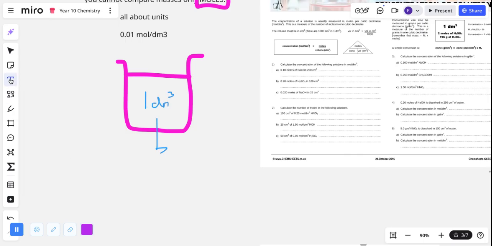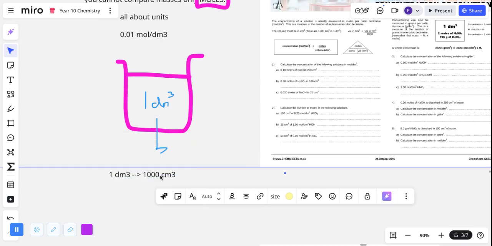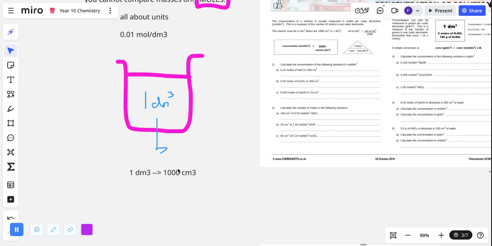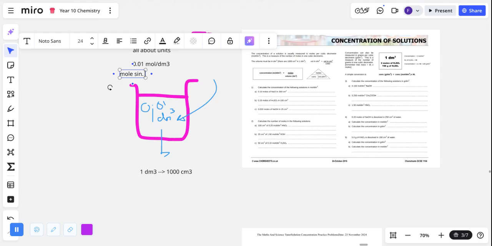1 dm cubed is exactly equal to 1000 cm cubed. Okay, so 1 dm cubed is exactly 1000 cm cubed. That's a litre. So what I mean by this unit and this specific number is I have put 0.01 moles of something into exactly 1 dm cubed. That's what moles per dm cubed means. It means moles in 1 dm cubed. So let me write that out. It means moles in 1 dm cubed.